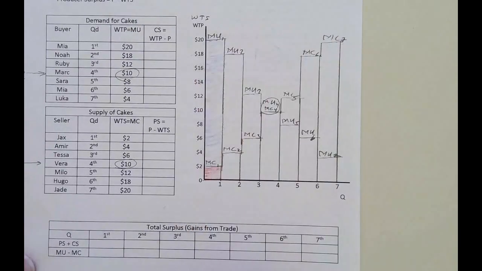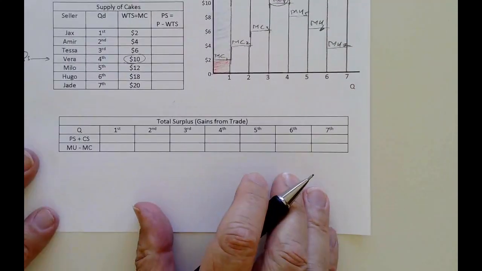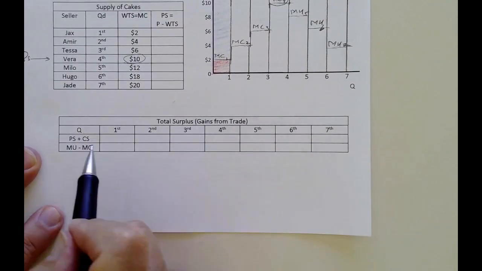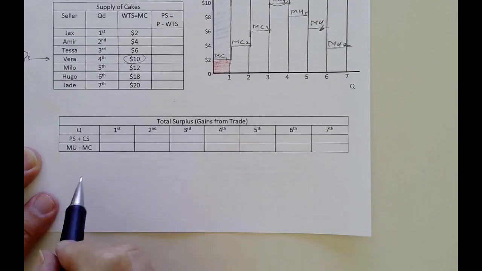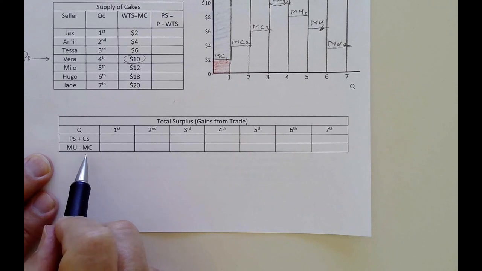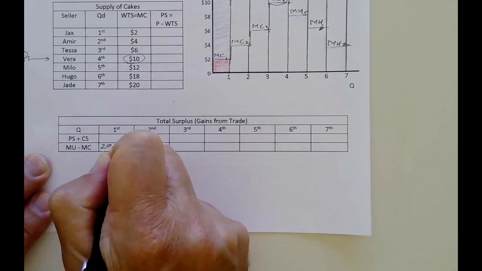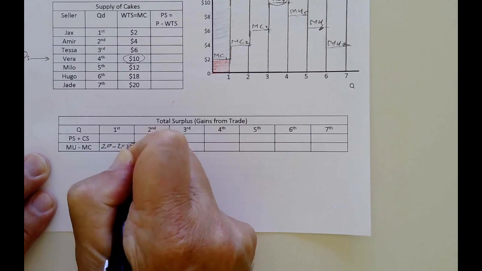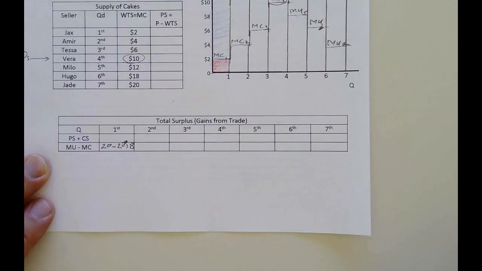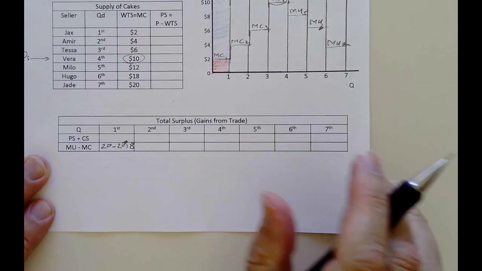So down here, we can actually keep a running total of total surplus. There's actually 2 ways to do it. I just talked about one way, which is marginal utility minus marginal cost. It's $20 minus $2, which gives us $18 of total surplus gains from trade.